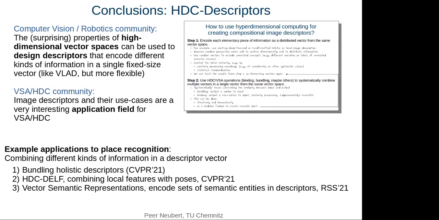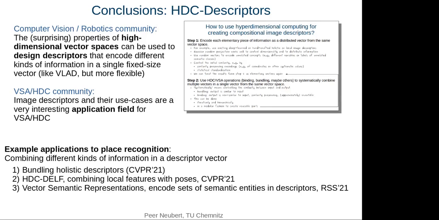So I presented those three example applications. Bundling holistic descriptors from the CVPR paper is a nice idea. It works. However, we have to keep in mind it can also be done without HDC. The HDC DELVE approach, on the other hand, is something that works in practice very well for combining local features with poses. And the final step, those vector semantic representations, they encode sets of semantic entities in descriptors, but they include a lot of ad hoc design decisions. So I think there's a lot of room for improvement there.